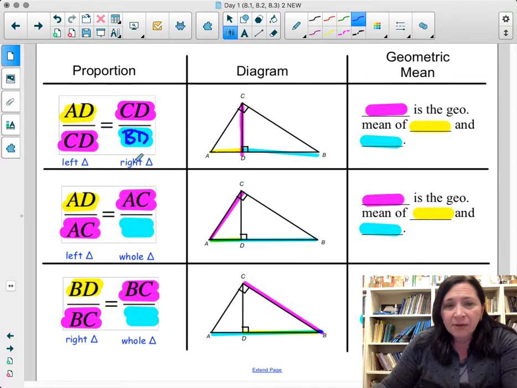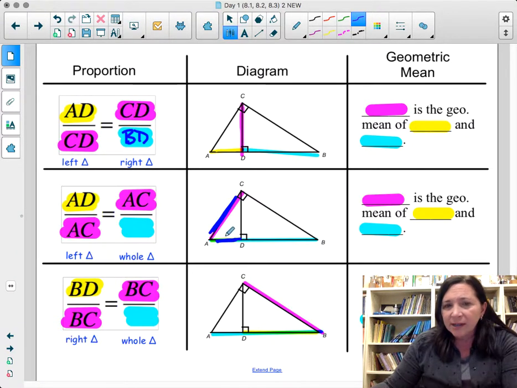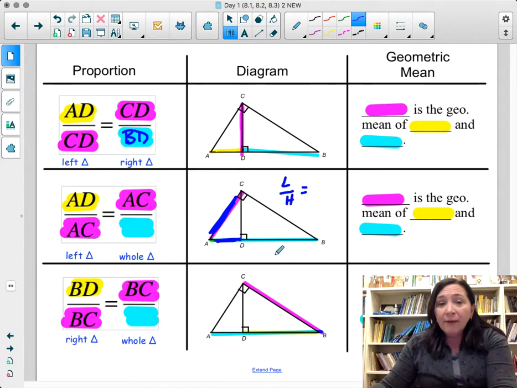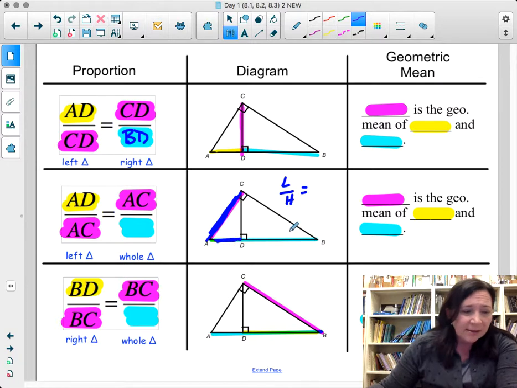BD or DB, either one, okay? For this one, you would say AD, so here's AD, so AD is to AC. So what did they just do? They did leg is to hypotenuse. So they did leg is to hypotenuse as, so now I have to do leg again. So this is my smaller leg, right? Leg is to hypotenuse. So AC is to the whole hypotenuse, which is AB.